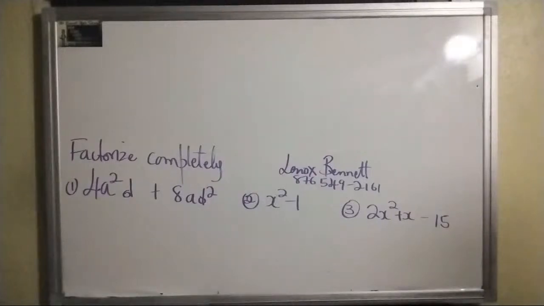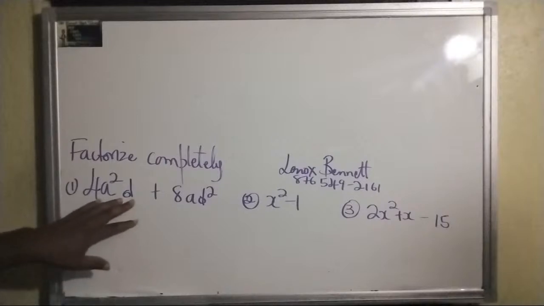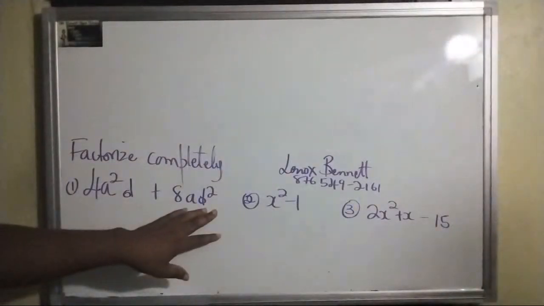Alright? So, we're going to look at 3 different types of factorization. The worksheet me get from a particular school. It's long overdue now. Top high school too. Alright? So, the first one says 4a squared d plus 8a d squared.